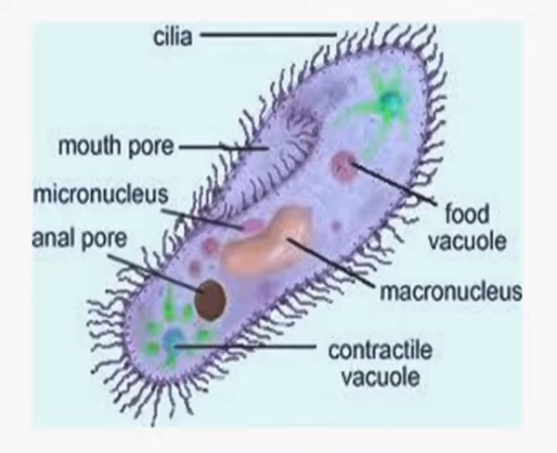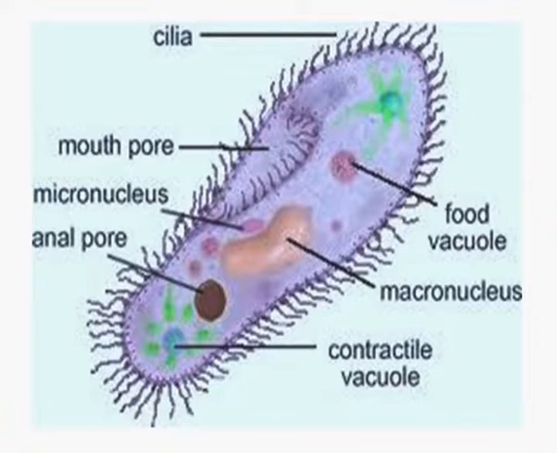They have a certain mouth, unlike the amoeba, where the food is taken up by forming a food vacuole with the help of pseudopodia. Here you find there is a mouth or a cytostome which leads into a gullet, and then the food is pinched off into the body as a food vacuole.